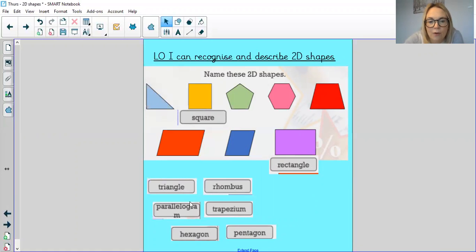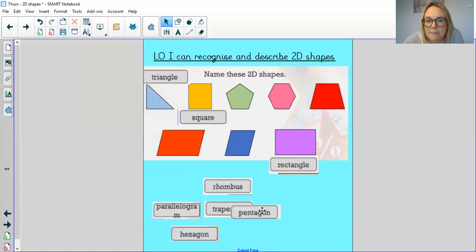Now, let's go next for our triangle. 3 sides up here, okay? So a triangle has got 3 sides. Now, triangles can look different. Some have right angles, some don't. Some have equal length sides, some don't. But as long as it's got 3 sides, it's a triangle.